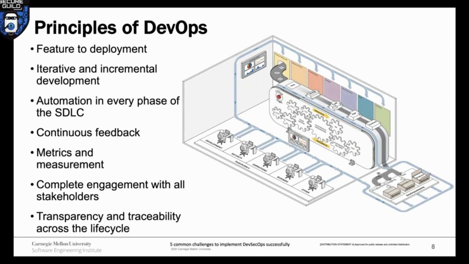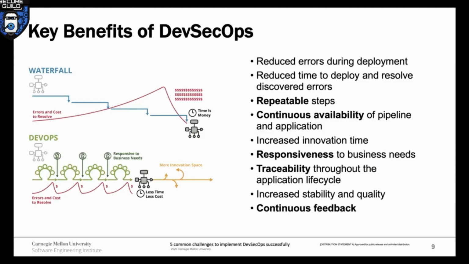Those are the common principles. Of course, we have to collect feedback and write metrics and measurements based on what we are doing, because data is generated from every phase and every component of the life cycle. That type of feedback mechanism and automation leads us to full transparency and traceability across the life cycle. So there are key benefits of DevSecOps, and I highlighted the important ones, such as repeatable steps.